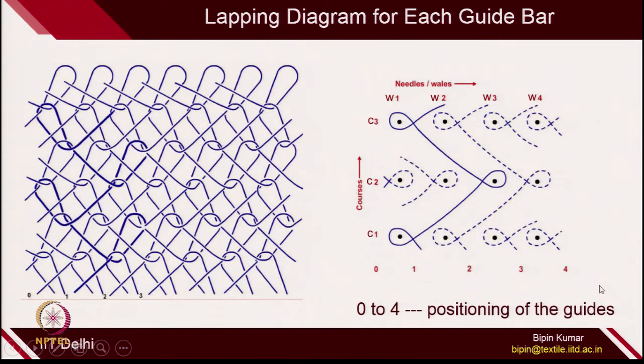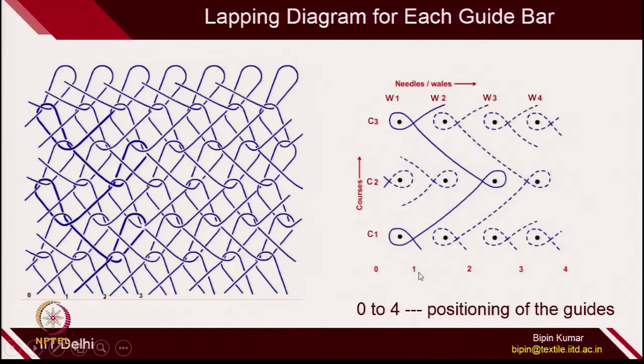And 0 to 4 indicates just the number at which the particular guide is located at the back side of the needle. For example, let us suppose I want to follow the movement of the guide which is located at the number 1 position. According to this fabric, if you carefully see, the guide number 1, which is located at this particular position between these two needles, first supplies yarn to this needle and then moves to the third needle. So first it makes a loop on the first needle, then it makes a loop on the third needle in the second course. After that, it again makes a loop on the first needle. This is how the loops are being formed by guide number 1, which is located at this particular position.